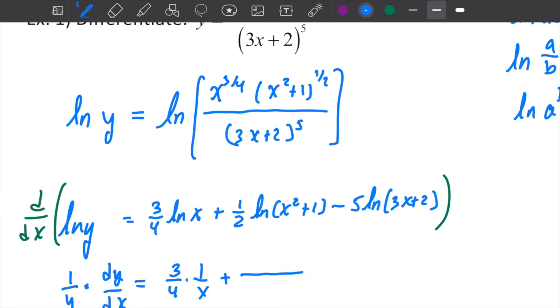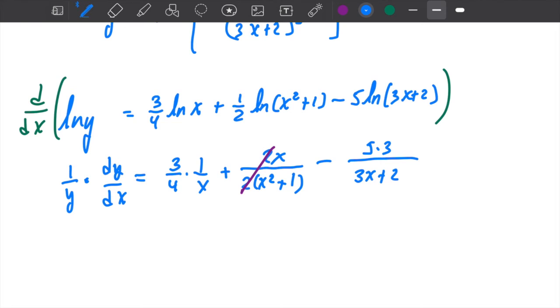So that is 1 over 2 times x squared plus 1. Chain rule, derivative of x squared plus 1 is 2x. Make note of that. Subtract 5 multiplied by the derivative of natural log of 3x plus 2. So that gets us 1 over 3x plus 2. Chain rule is going to be multiplied by 3. We've got 5 times 3.